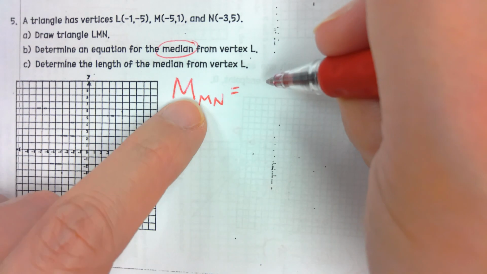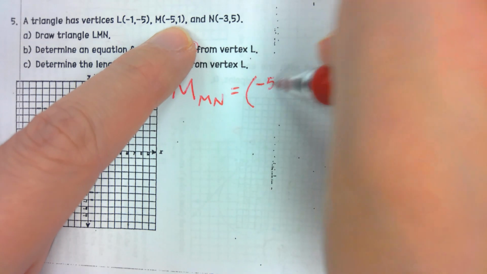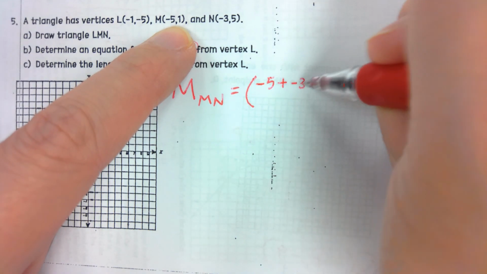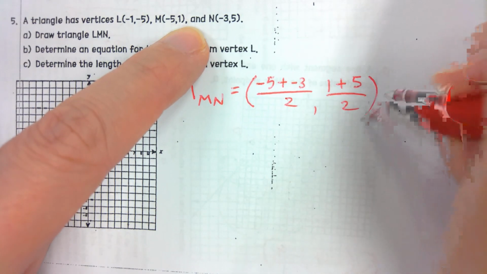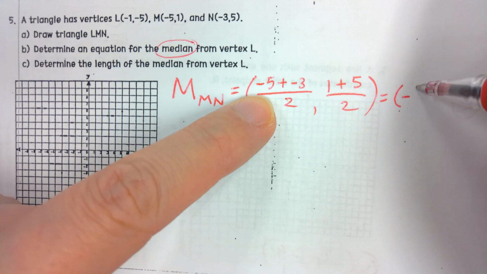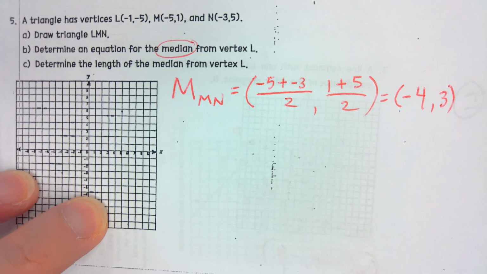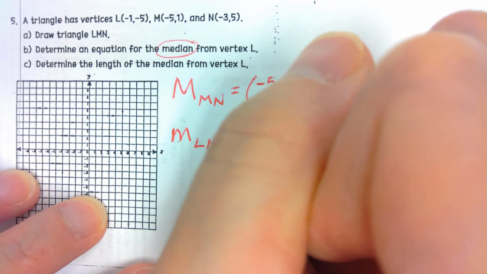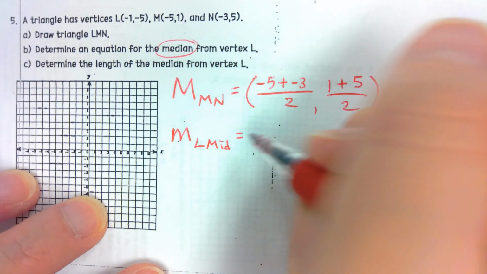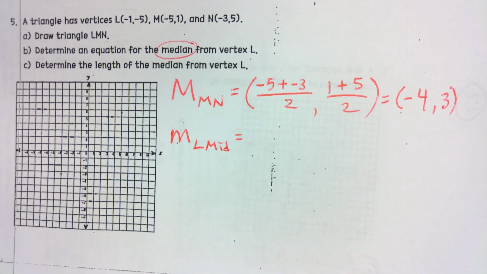To find the median, I need the midpoint of MN. So x1 plus x2 divided by 2, y1 plus y2 divided by 2, and so I get -4 and 3. Next I need to find the slope between L and the midpoint, because your median connects L to the midpoint.